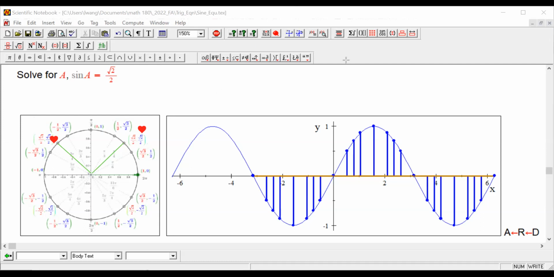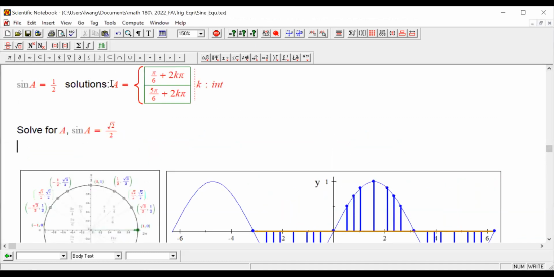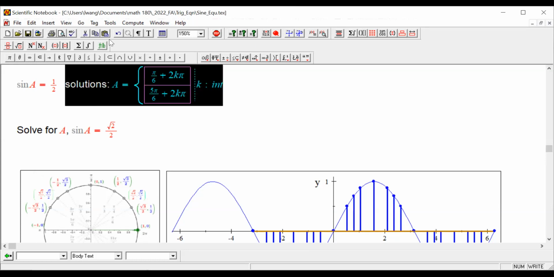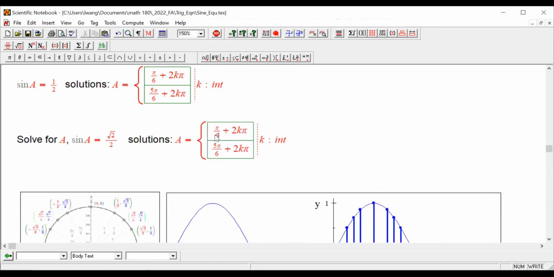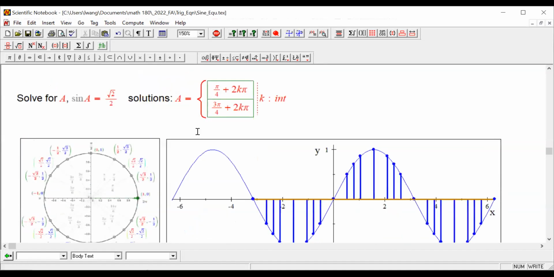And there we go. If you want to pause to express your solution, do that. And now suppose you're back. So that solution would be what? This time it is pi over 4 and 3 pi over 4. Similar scenario.